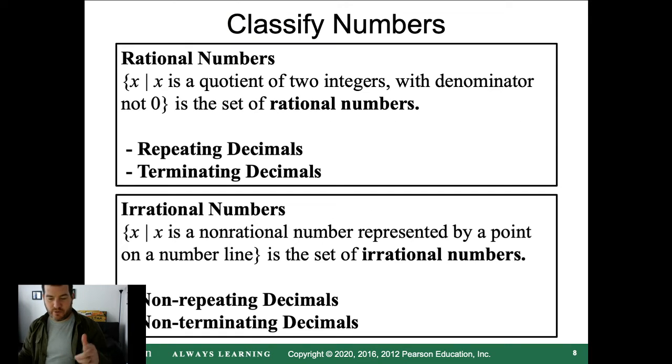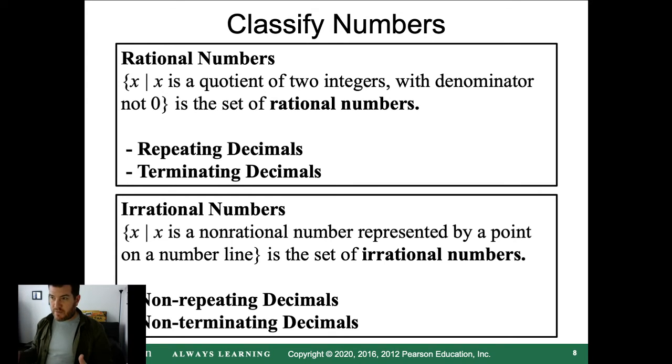Classifying numbers. So remember, we talked about natural numbers. So those are 1, 2, 3, 4, 5. We talked about whole numbers, which includes 0, 1, 2, 3, 4, 5. We also talked about integers, which includes 0, positive numbers, and negative numbers.